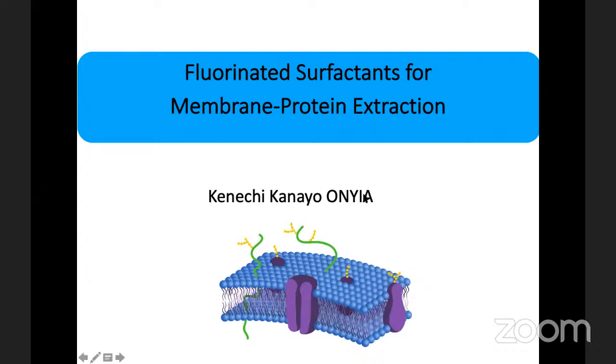So first of all, I would like to introduce myself. My name is Kenichi Kanayo Onya. I'm from Nigeria and I'm doing a binationally supervised PhD from University of Nigeria and University of Kaiserslautern, Germany. I'll be presenting part of my PhD project, which is fluorinated surfactants for membrane protein extraction.